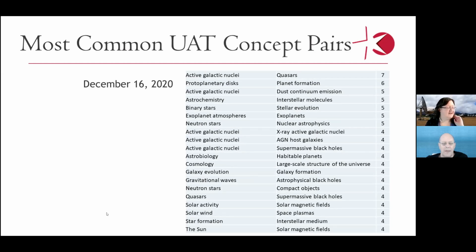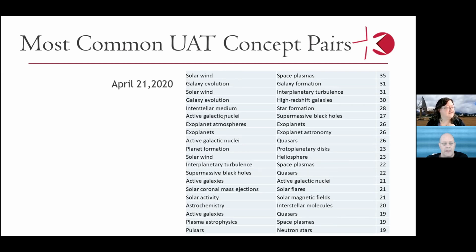You can see down here, you have solar wind and space plasmas. I hope you can see my mouse. And then you have, I already pointed out, active galactic nuclei and quasars up here. When I go here, it's interesting to see the active galactic nuclei and quasars are kind of in the middle now. And the solar wind and space plasmas have come way up, actually, way up at the top now.